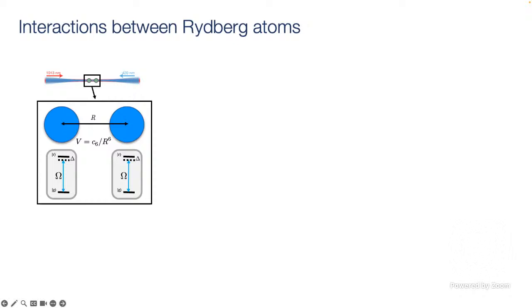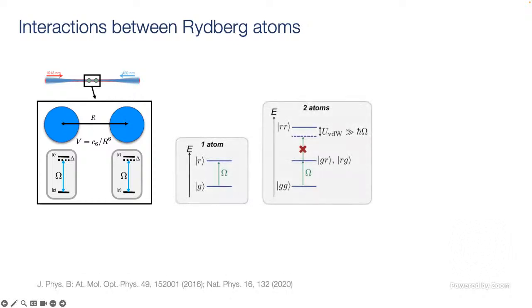So in the system, there's usually a laser driving these atoms. That laser has a characteristic Rabi frequency omega, and that drives transitions between the ground and the Rydberg state. So that Rabi flipping between the ground and the Rydberg state is just the physics of one Rydberg atom. But what's interesting is if you have more than one, right?